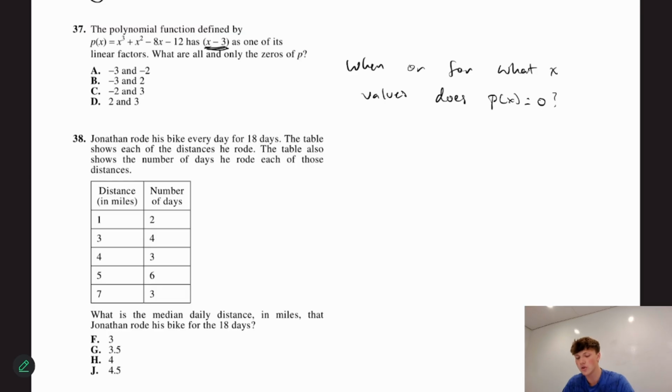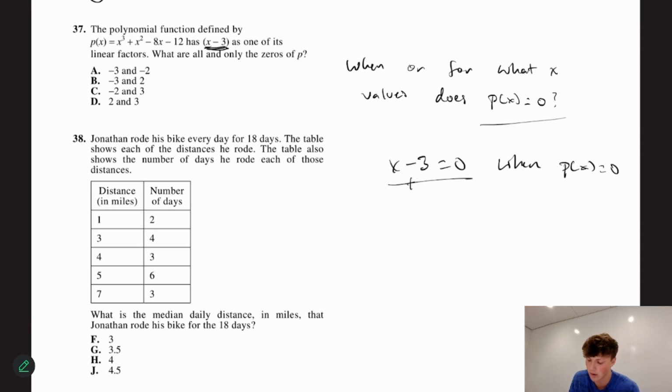And its value is equal to 0 when p of x equals 0. Okay, so x minus 3 equals 0 when p of x equals 0. And that means whatever x value solves this equation is a 0 of p. So what x value solves this equation? Well, it's pretty clear to see that x equals 3 is going to be a 0 of p.